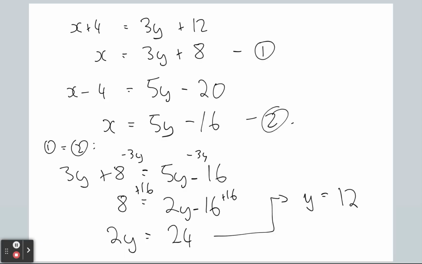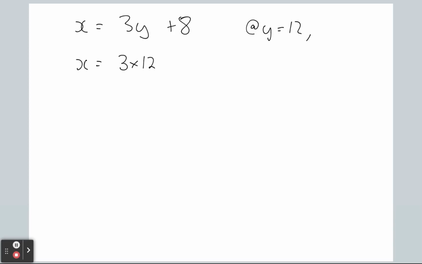So the son is 12 years old. Now I need to work out how old the mum is. So I'm going to use one of my equations to work that out. I'm going to use equation 1 here, x equals 3y plus 8, because the numbers are smaller than this one. That's the main reason why I'm doing it. So at y is equal to 12, I'm going to have x is equal to 3 multiplied by 12 plus 8, which is equal to 36 plus 8. Hopefully my 3 times table is okay, which is equal to 44. So y is 12 and x equals 44.